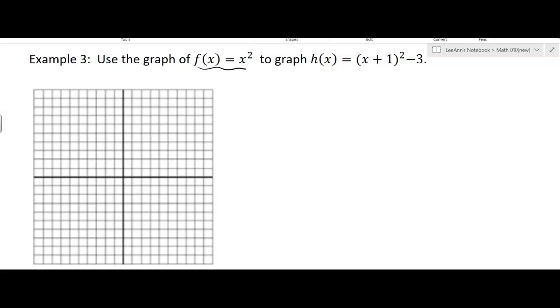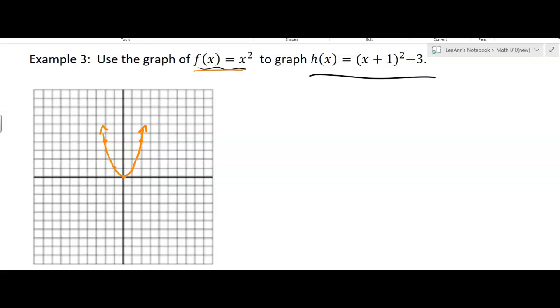Okay, so first I'm going to graph the common function. So identify, what's the common function? 1, 2, 3, 4. All right, there's the common function. It's called a parabola. That's what a quadratic function looks like. That's the basic one.